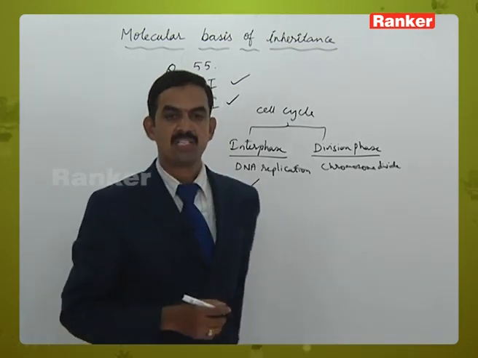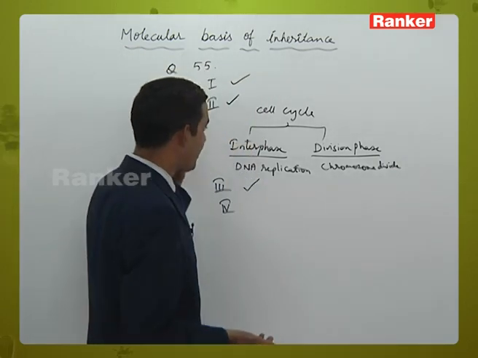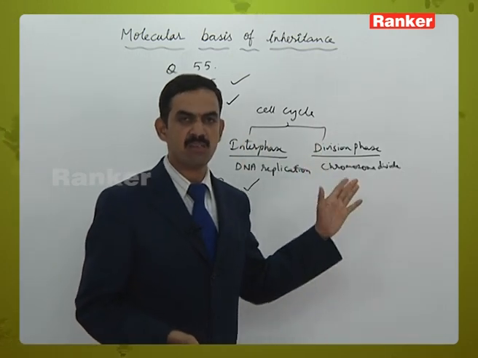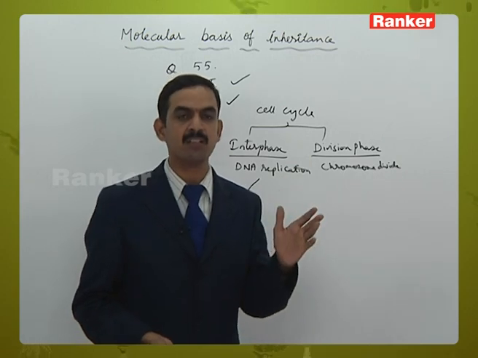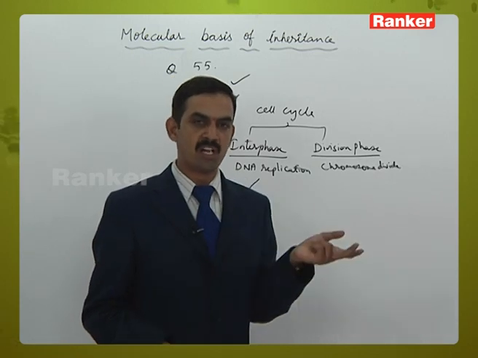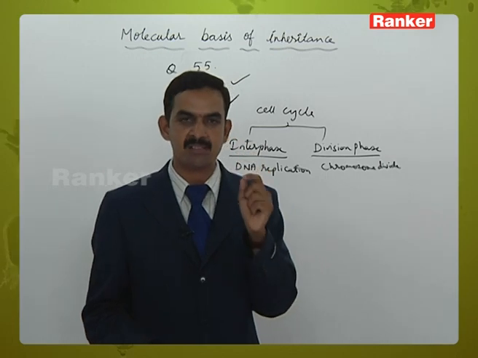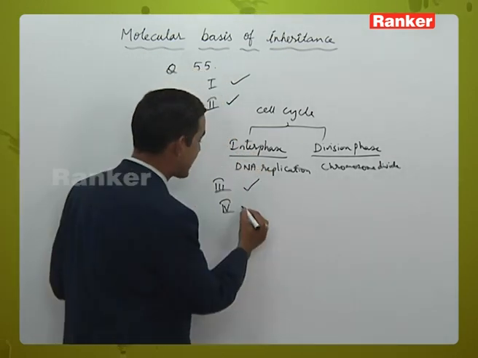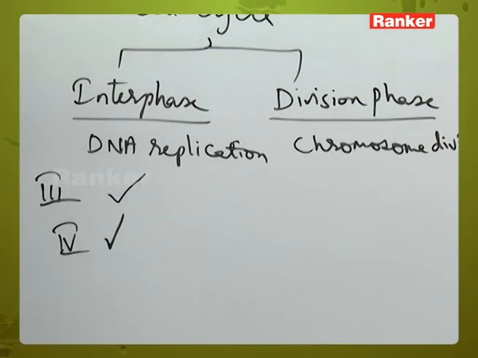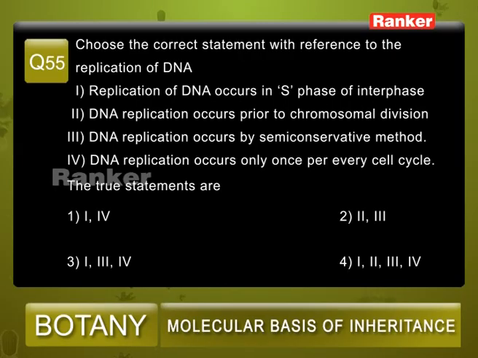Then the fourth one: DNA replication occurs only once per every cell cycle. Yes, because whatever the number of nuclear divisions, in the case of mitosis the nucleus divides once, and in the case of meiosis the nucleus divides twice, despite the number of times the nucleus divides, DNA replication will occur only once in the cell cycle. So the statement given in 4 is also correct. So from the given options, we can say that 1, 2, 3 and 4 are correct. Question number 55, the correct answer is 4.